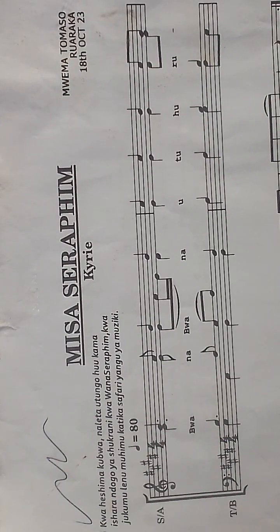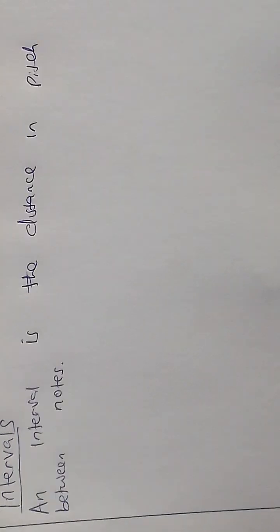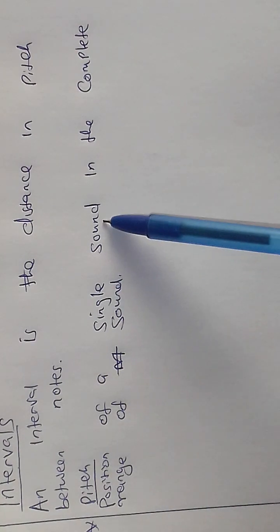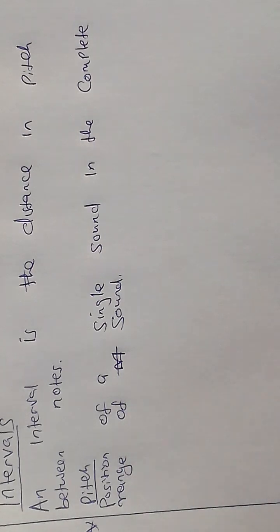Welcome to this video, whereby we are going to talk about intervals as used in music. An interval is the distance in pitch between notes. And we say that the pitch is the position of a single sound in the complete range of musical sounds. The position of a single sound, like do, re, mi, in the complete range of musical sounds is what we are referring to as the pitch.